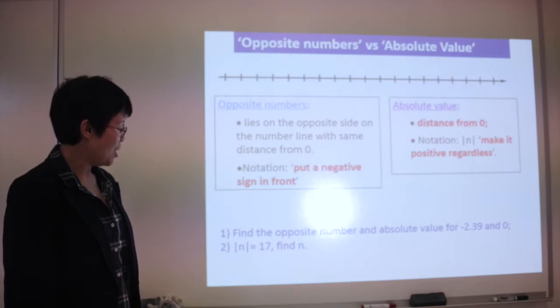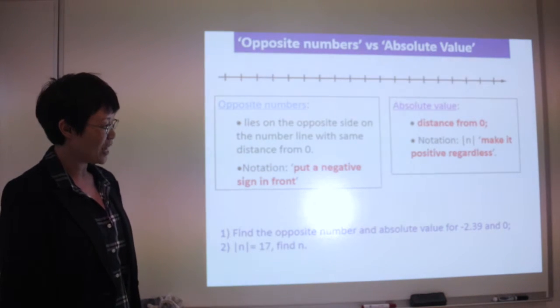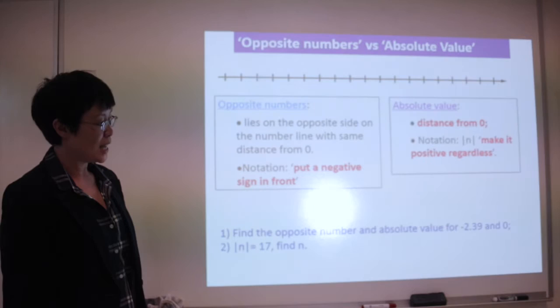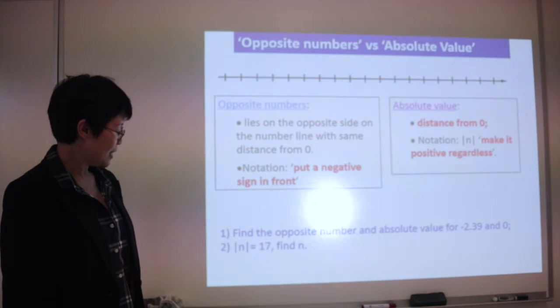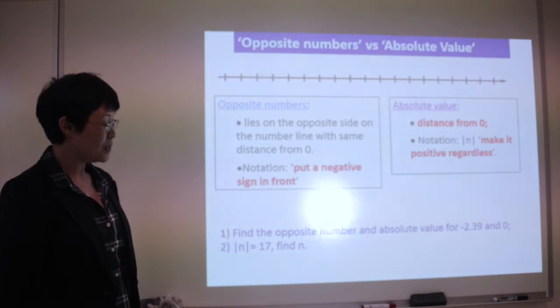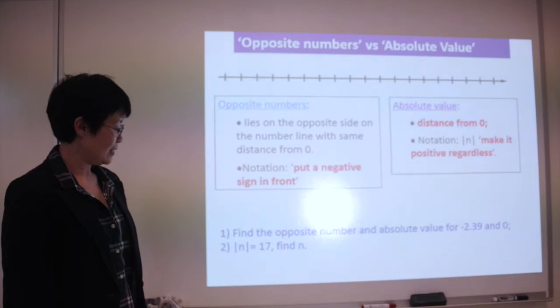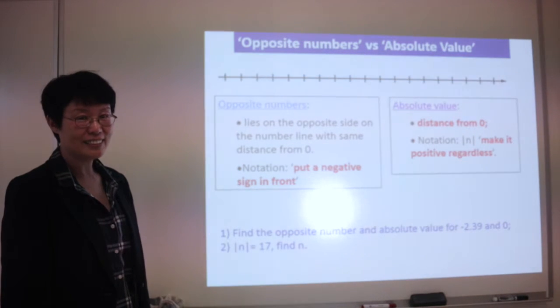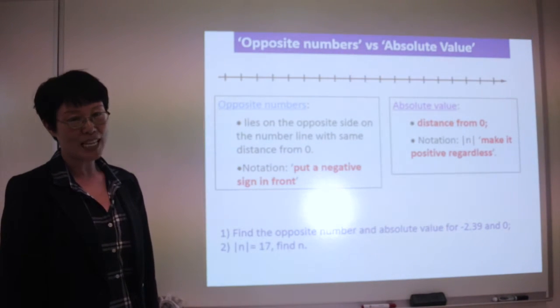Here are some questions for you to do. First, find the opposite number and absolute value for negative 2.39 and 0. Second question, a number's absolute value is 17. Find the number. So please pause now and come back when you've finished.